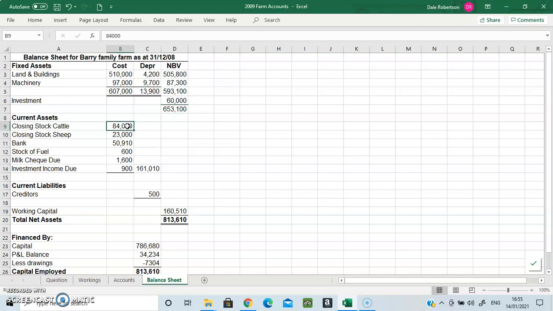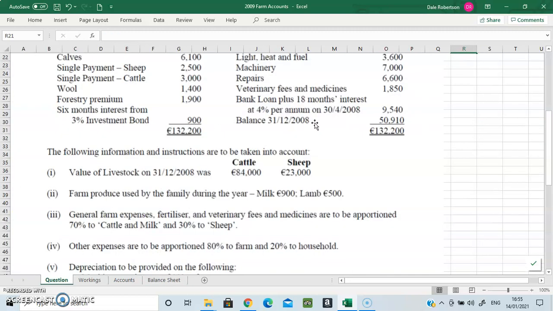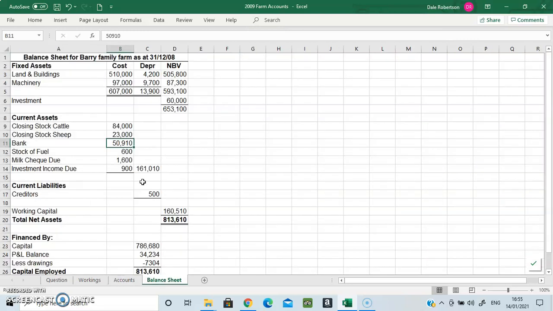Now here are our current assets. You have at the end of the year from working number 1 your closing stock of cattle and closing stock of sheep. You have your closing bank balance, which is 50,910. That's coming from here, this closing balance here, 50,910. You have your closing stock of fuel, an income due called a milk check due, and an income due called investment interest due. All of those assets are 161,010.